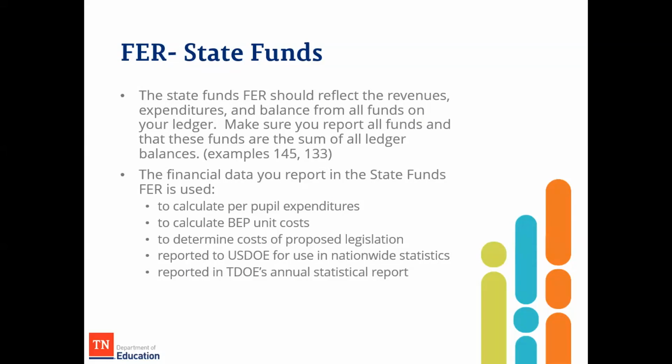The financial data that you report in state funds FER is used for several things, and every part of it is very important. And these are some of the examples below: the per pupil expenditures, the BEP unit cost. It helps determine the cost of proposed legislation, reported to US DOE for nationwide statistics, as well as the annual statistical report. So again, be sure that these FERs reflect all revenues and expenditures, as well as all balances from your general ledger.